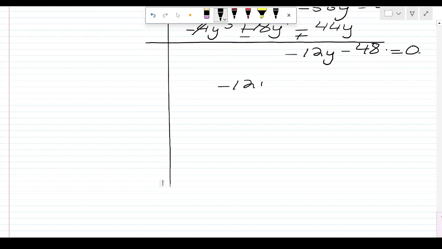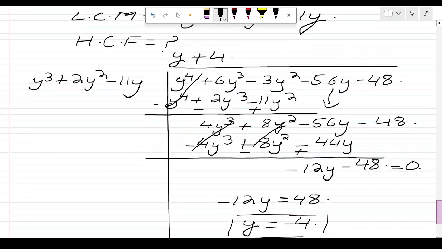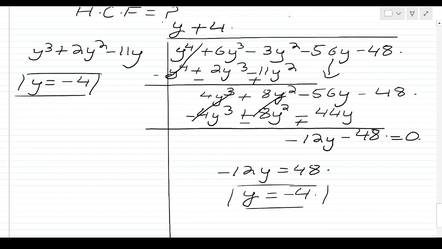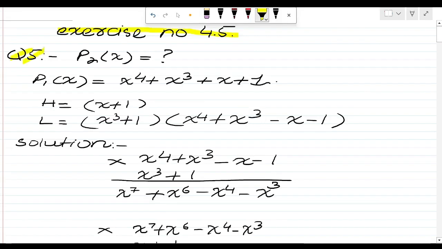Suppose negative 12y is equal to 48. So negative 12 will be divided on both sides. That leaves us with the value of y being negative 4. And in the above we have y plus 4. So y plus 4 can be written as y is equal to negative 4. So this will be our final answer, which is y plus 4. Let's start with question number 5 first.